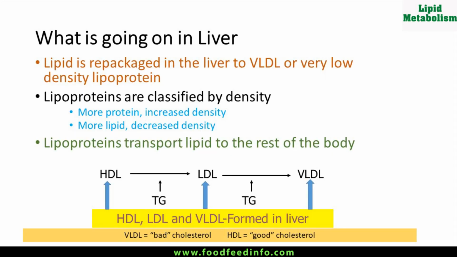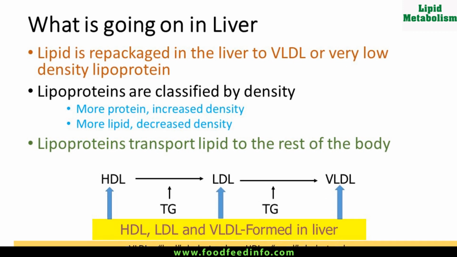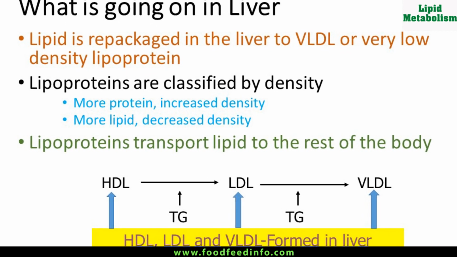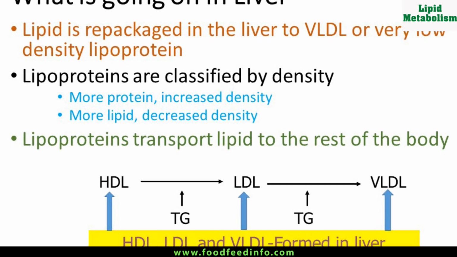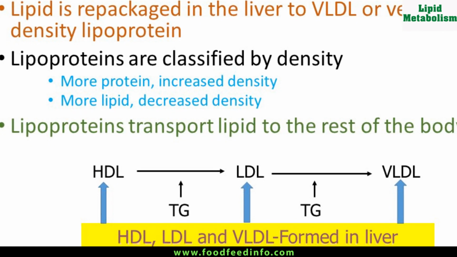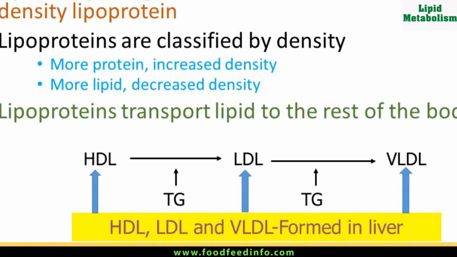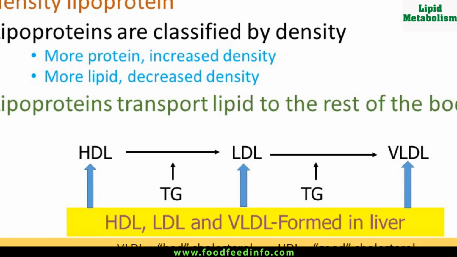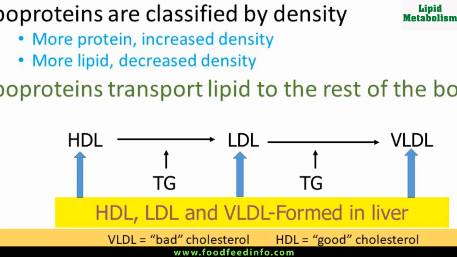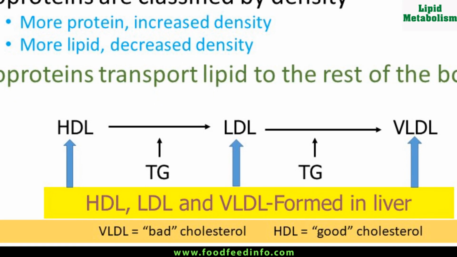So in the liver, again, the lipid is repacked into a very low density lipoprotein, and these lipoproteins are classified on the basis of their density. Lipoproteins transport lipid to the rest of the body. So very low density lipoprotein is converted into low density lipoprotein with the release of triglyceride, and similarly with the release of fat, there is finally a formation of HDL or high density lipoprotein.